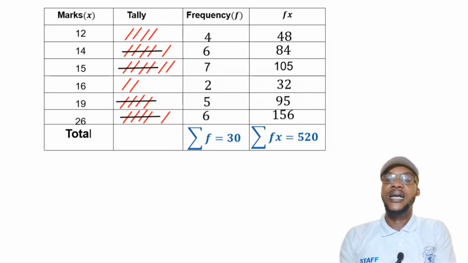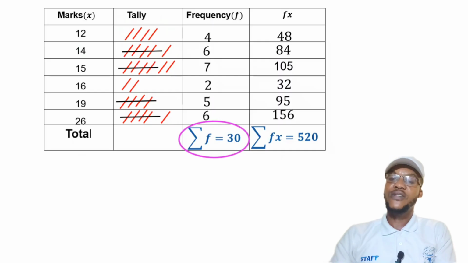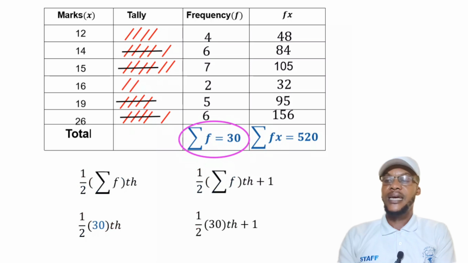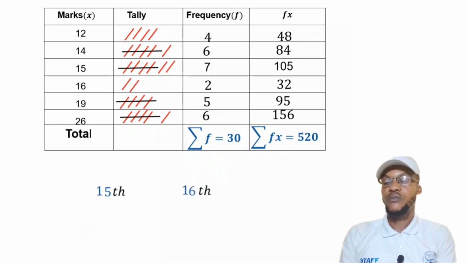Now we know that our sigma f is 30. So 30 suggests that it is even, it is not odd. Then if it is even, use its condition. So we need to find these positions. We just substitute the values, then we find these positions. Once we are able to find the positions, then we find their corresponding entries from the marks. So we have the 15th position and we have the 16th position.